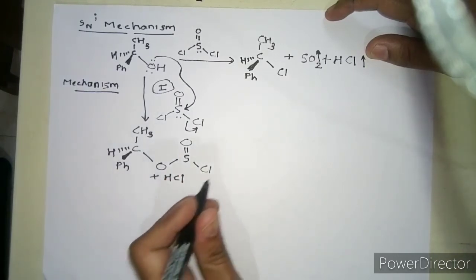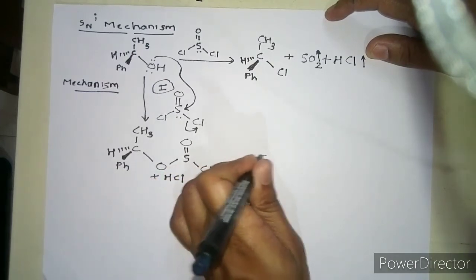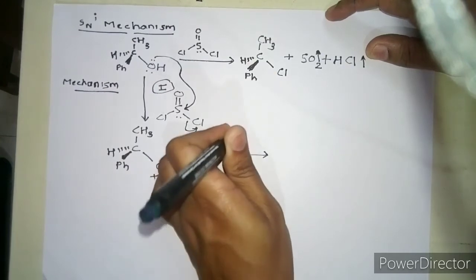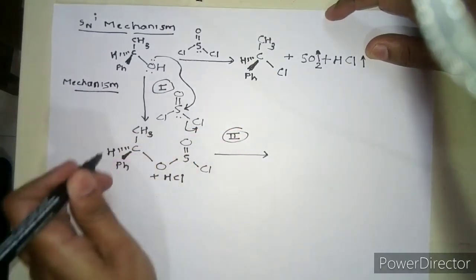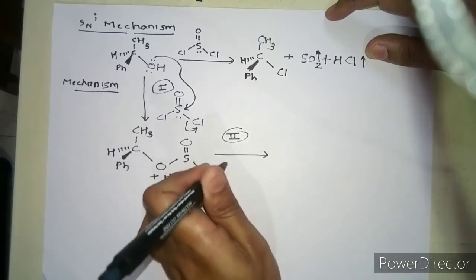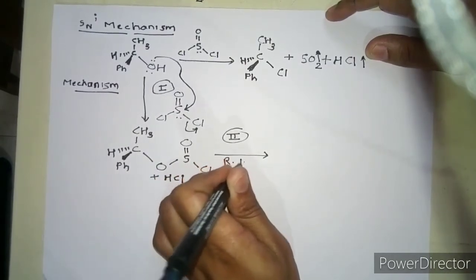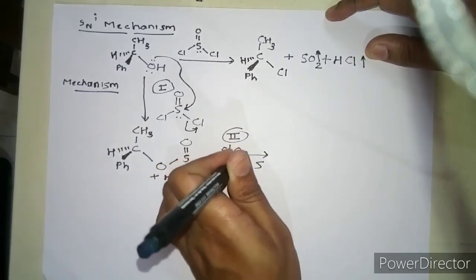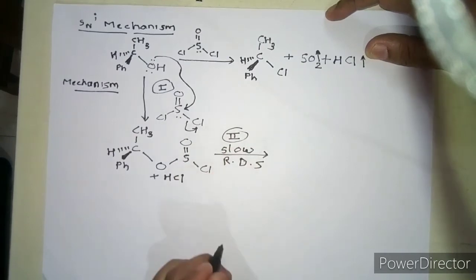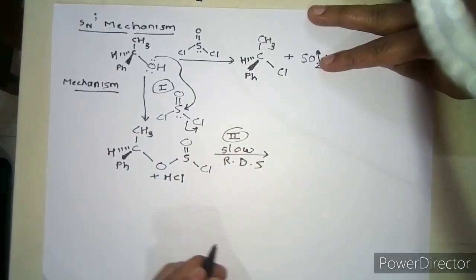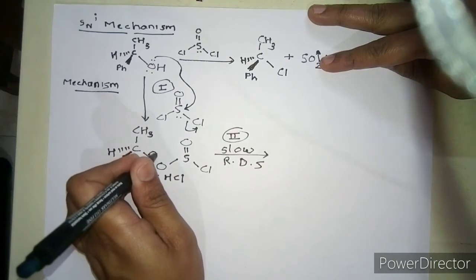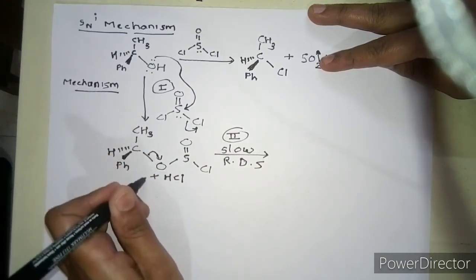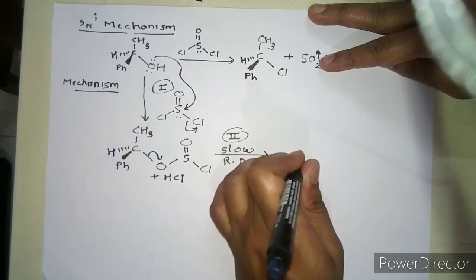Now the next step, I will call it step 2. I will circle this in bracket. This step in which this intermediate collapses is the rate determining step. This is the rate determining step, and it is the slow step of this reaction. And what do you get here? These two electrons go on to this oxygen, and these two groups shift here, and you get a planar carbocation.